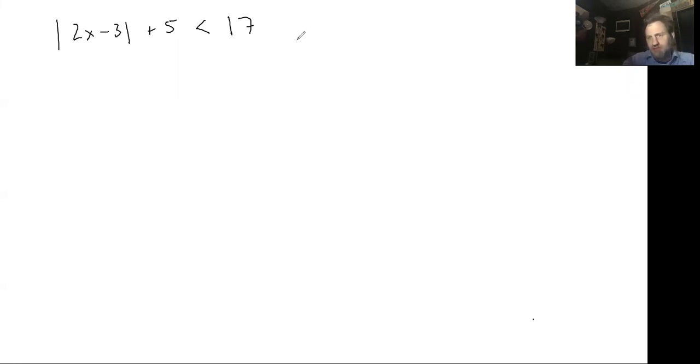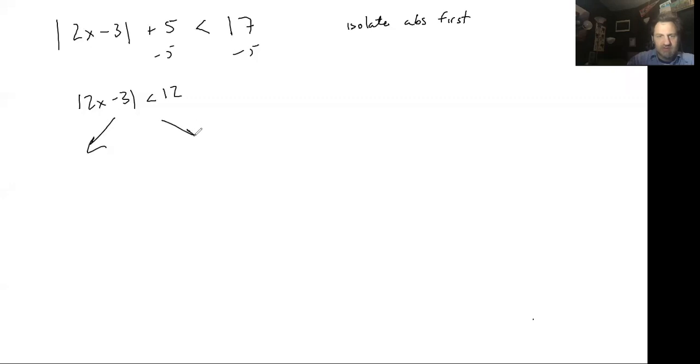an absolute value, from my perspective, has something similar to a square root radical equation, which is that you want to isolate the absolute value first. So in other words, I would need to get this 5 away from this. 2x minus 3 is less than 12. Okay. So once you've isolated the absolute value, then you can branch it, right? There's going to be two branches.